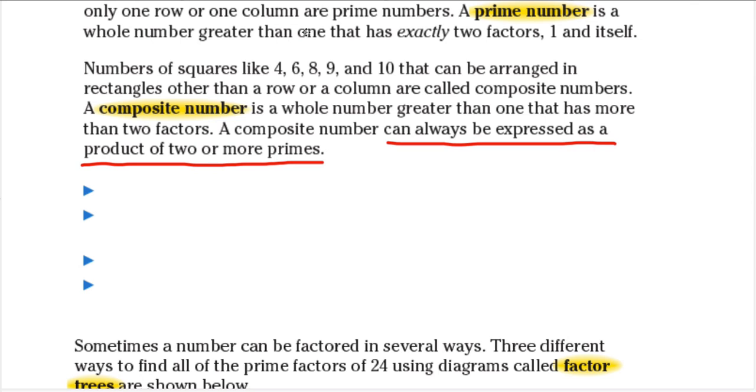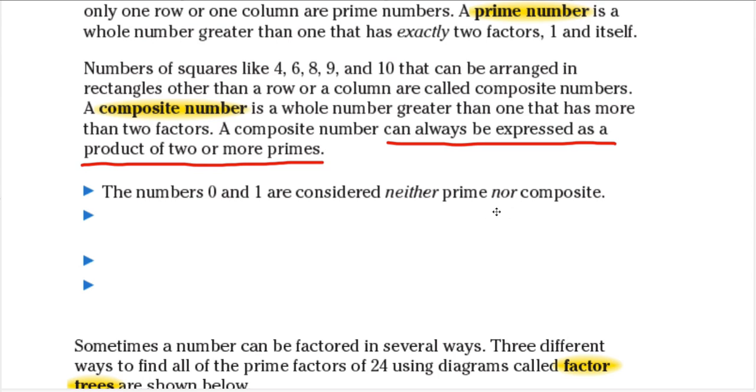Okay, what else? We know that the numbers 0 and 1 are considered neither prime nor composite because they do not follow the definition. 0 has more than one factor, and 1, okay, has only one factor. So when you look at the definition of a prime number, and also of a composite number, since 0 has more than one factor, you can do 0 times 1, 0 times 2, 0 times 3, 0 times 4, 0 times 100, okay, those are all factors of 0.